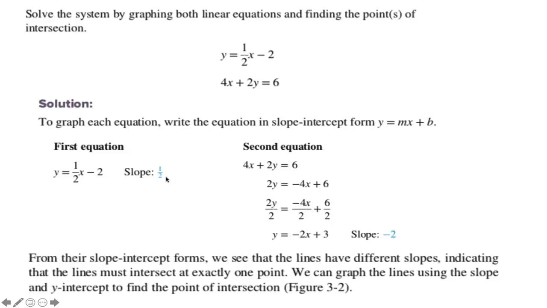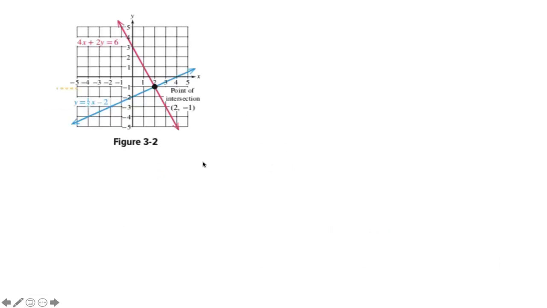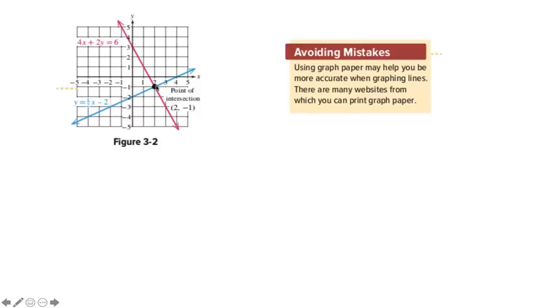So notice the slopes are different. That means that these lines will meet at exactly one point. And if I were to graph it, I get the intersection point here. Notice that for this method of finding a solution to work, we have to draw the graph exactly, and we might have to rely on graph paper to do this. So this method of finding a solution is not recommended because it's not always possible to find the exact solution.